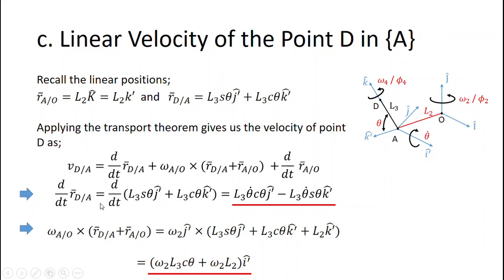d by dt of Rd in A. This term, we take the time derivative of. Let me just pull up the highlighter again. Okay, use the laser pointer. So we take the d by dt of this term, the time derivative, which turns out to be L3 theta dot cosine of theta along j prime, and minus L3 theta dot sine of theta along k prime.